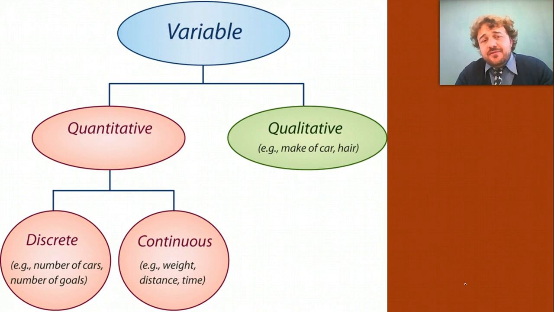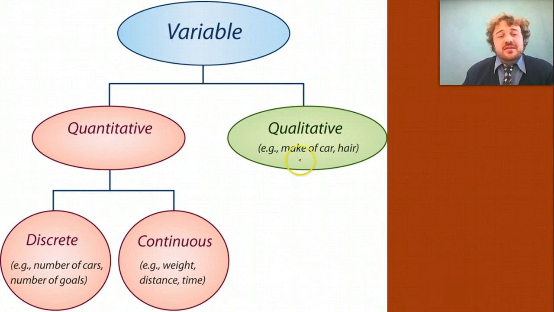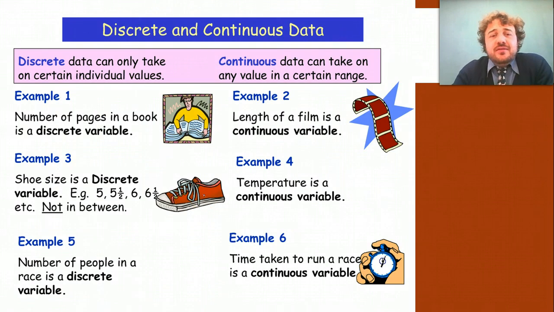Okay, so first off, let's look at our variables. You can have qualitative, so that's descriptive, or you can have quantitative, which is what ideally we're going to deal with. Quantitative can be split into two: you can have discrete or continuous. Now a discrete variable, data can only take certain individual values. There are no middle values in between, whereas continuous data can be anywhere within a range.